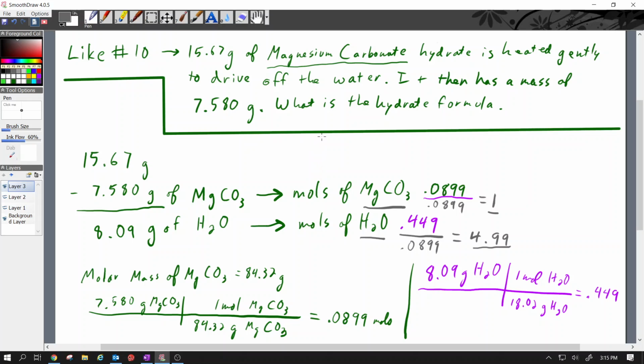That means that my final answer will be, let's write it in a nice bright color here. Magnesium carbonate pentahydrate.